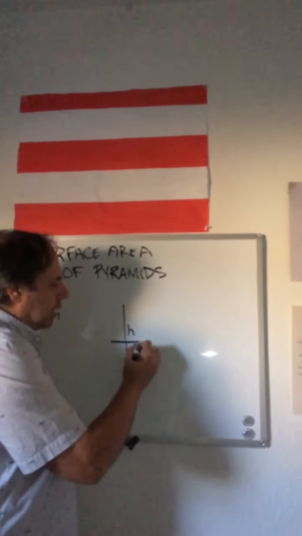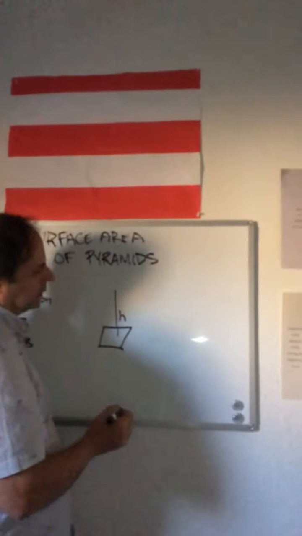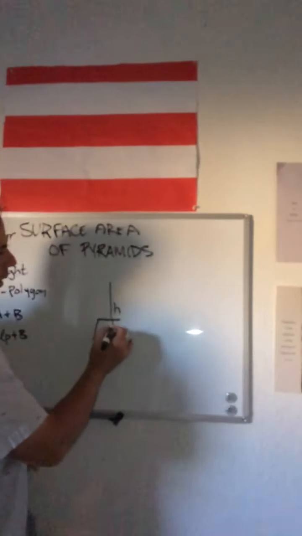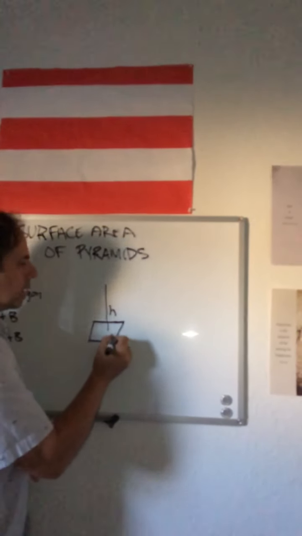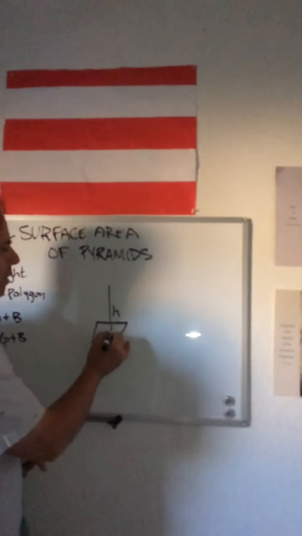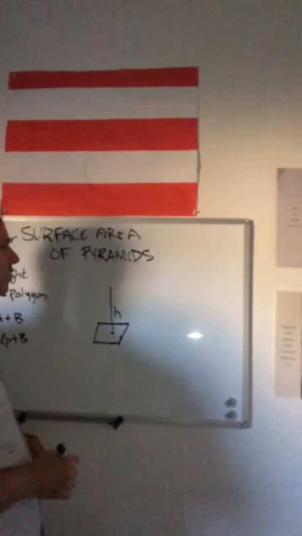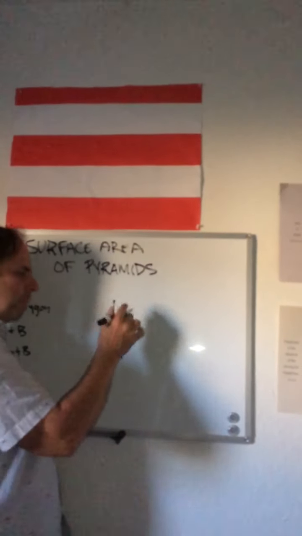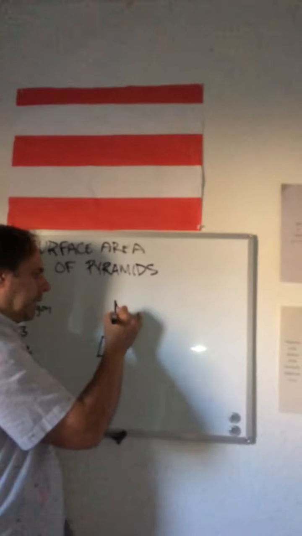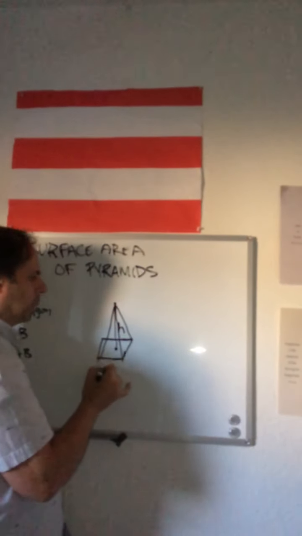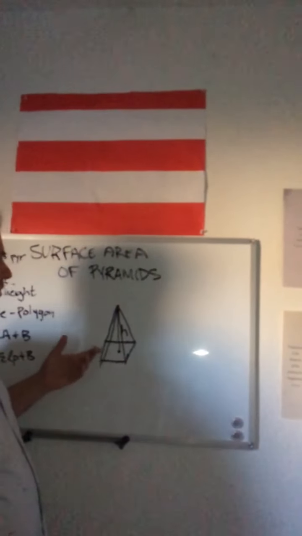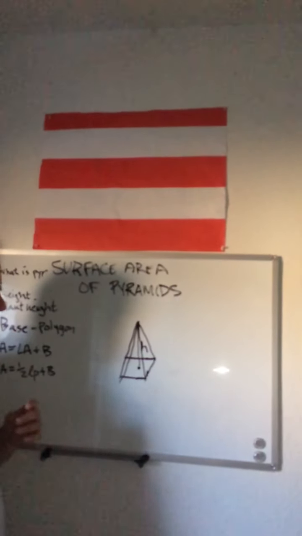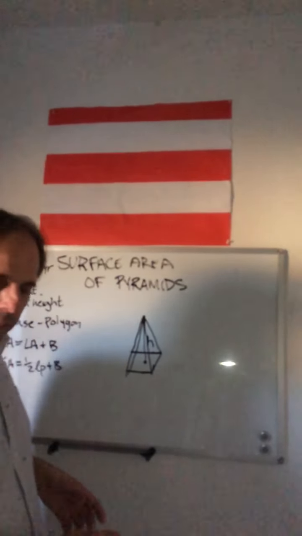Let's start with a simple one. Let's start with a square. Well, that's not too good, because it's supposed to hit the square right in the middle. Okay, so let's say that this is the center of the square. Doesn't look like it, use your imagination. This time, we're going to connect the top of the height with each corner of the polygon, each apex of the polygon. And this is an approximation of what a pyramid would look like, something like that. Okay? Not a very good artist, but you get the idea.